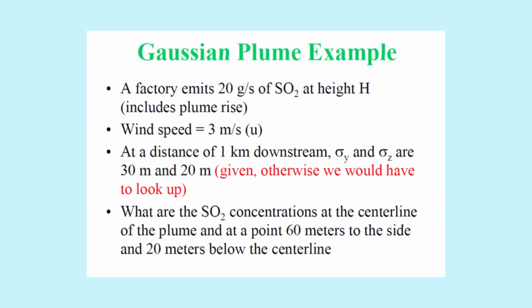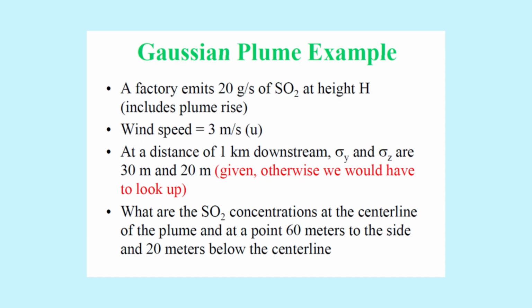And for example, this is a small example. A factory emits 20 grams per second of sulfur dioxide at high tide. The wind speed is 3 meters per second. At a distance of 1 kilometer downstream, the sigma Y and sigma Z are 30 and 20 meters. This 30 and 20 meters is normally given. Otherwise, based on the atmospheric stability, it can be easily taken from the graph. And I'll show you that graph.